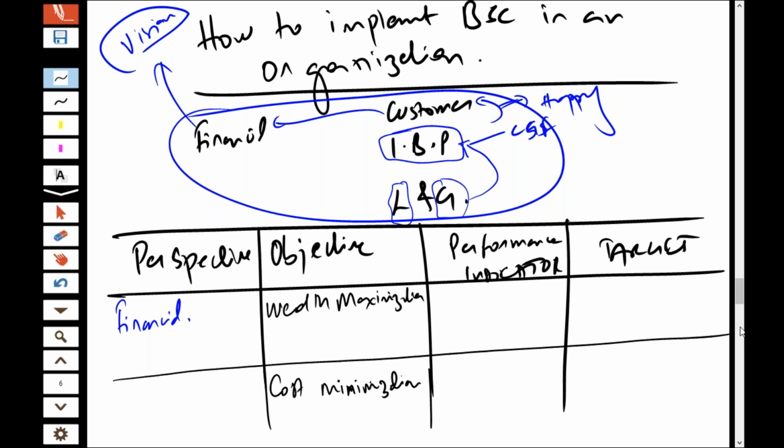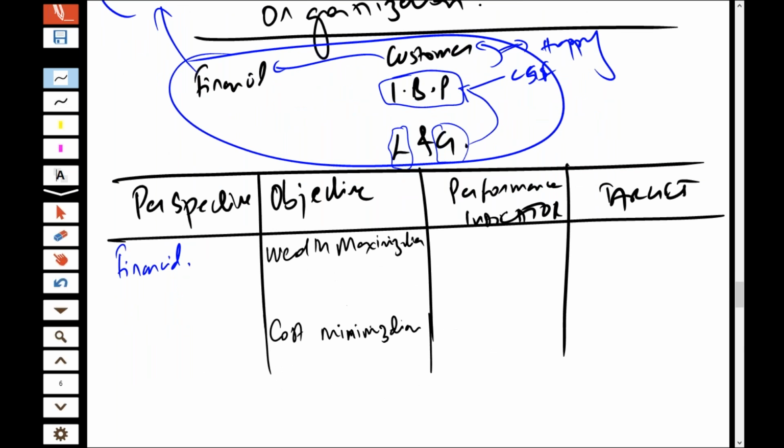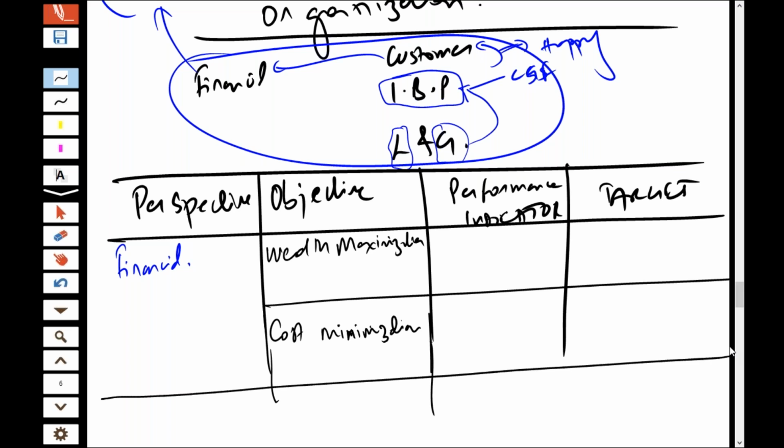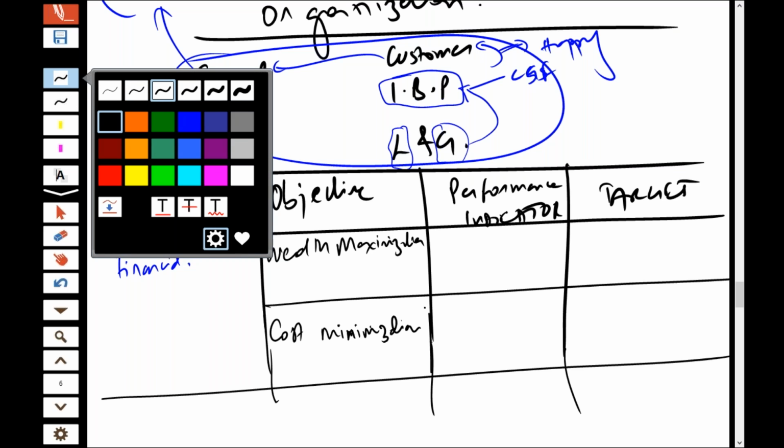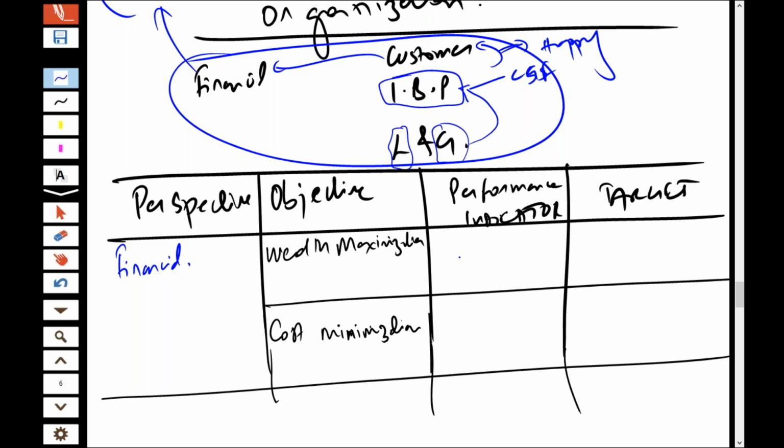With respect to the financial perspective, I've mentioned one objective and another objective. Let's think that there are two objectives. The shareholders want their wealth to be maximized, plus the management has adopted a cost leadership strategy. So you'd probably introduce the performance indicator, which is EPS, share price. Maybe you would say the EPS should be $10. Maybe you would say that the share price should reach $100.